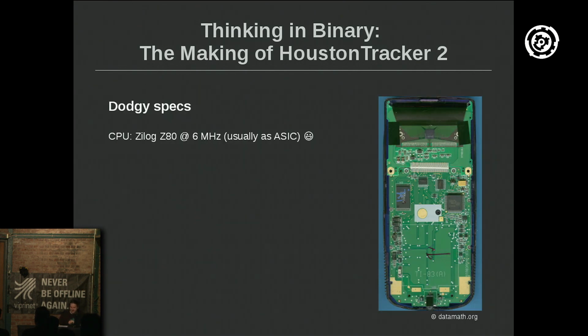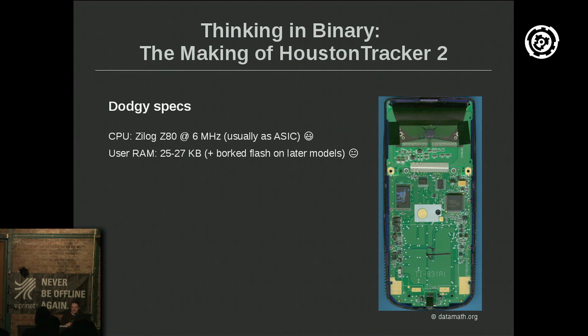we got in these machines a Zilog Z80 running at 6 megahertz, which is actually not too bad. It's pretty nice, considering, like I said, the ZX Spectrum runs at 3.5 megahertz, so 6 is quite good. And usually the Z80 in the older models is an actual Z80, but in the newer ones, it's mostly an ASIC, which combines it with the RAM and all that good stuff.